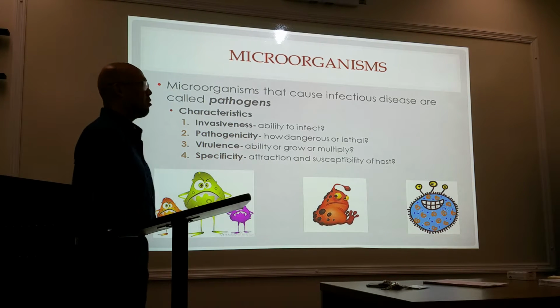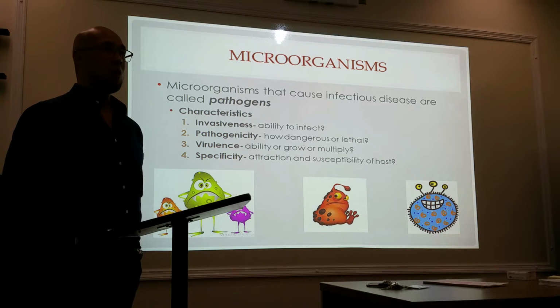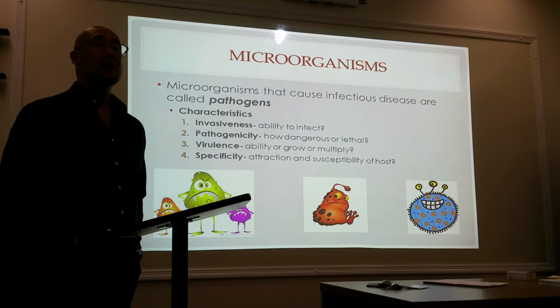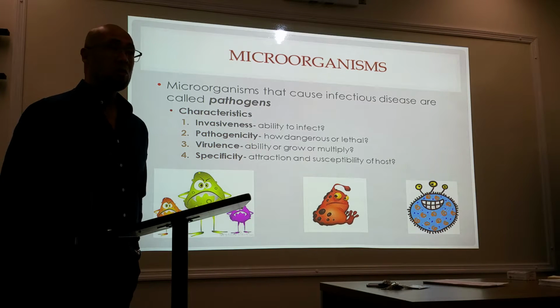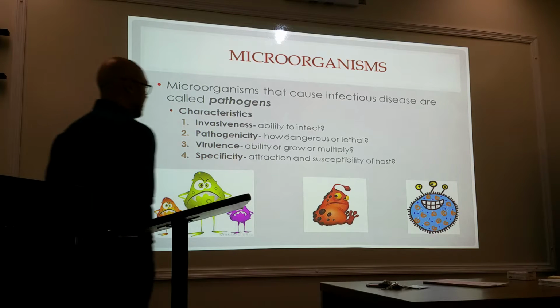Virulence is the ability to grow or multiply. Some multiply very rapidly, while some don't multiply or divide at all. Okay? But those that rapidly divide are the ones that we have to be more cautious about. And we'll talk about that here in a bit.